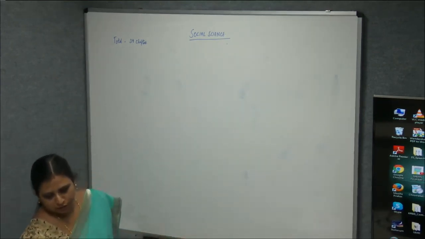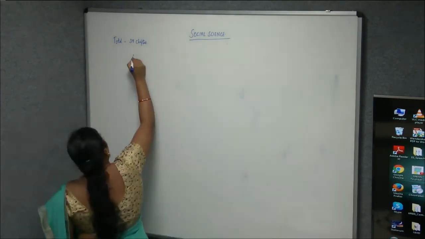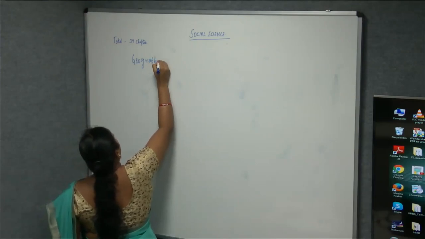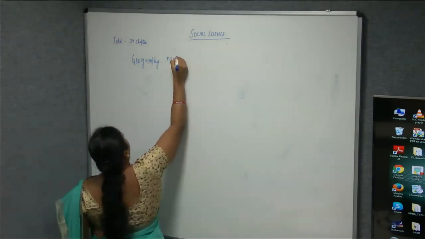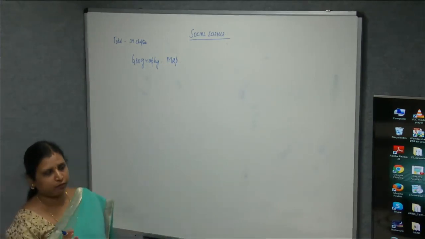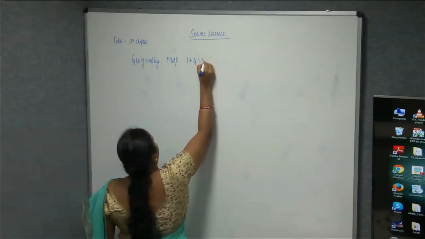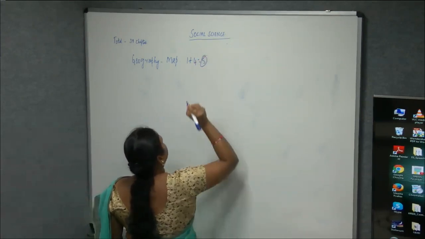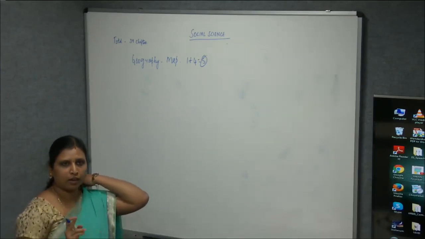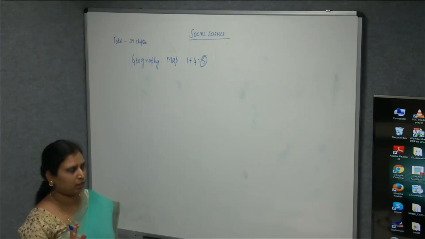So next it is about the geography map. Okay, so for the map you will be having 5 marks. Okay, so geography map. Okay, so 1 plus 4, 5 marks, 1 plus 4, 5 marks is for map. So 1 mark is for drawing the India outline map. If you draw it, you get 1 mark.